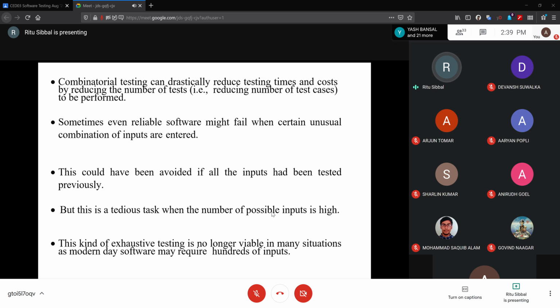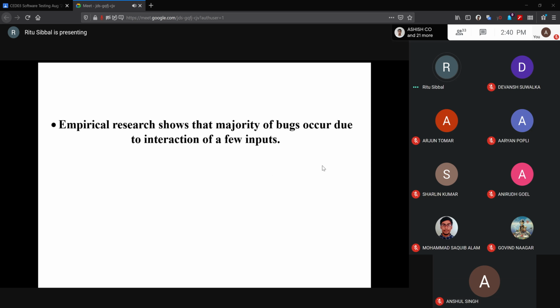Now it has been observed by researchers and by experience that the majority of bugs which occur are due to the interaction of few inputs only. Whether you have 100 inputs or 1000 inputs, only a few inputs which are critical cause bugs through their interaction. That is proven research, practical and empirical, meaning it has been proven by experiments. Experimental research has proven that most of the bugs occur because of interaction of only a few inputs. It's not that with 100 inputs, the bug comes from the interaction of all 100. Only a few inputs will bring bugs.